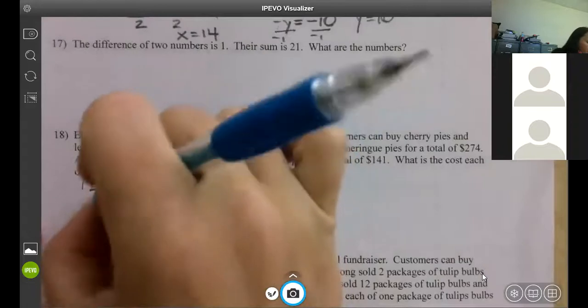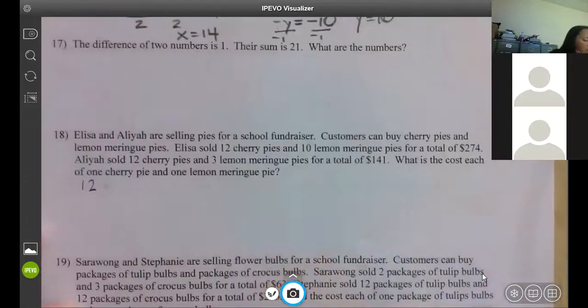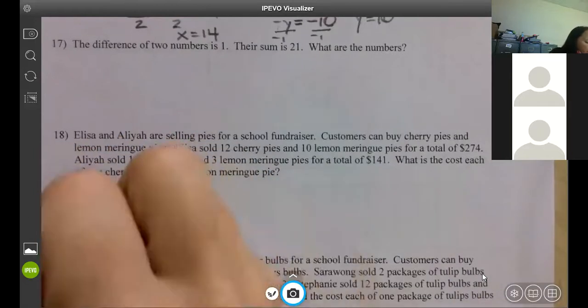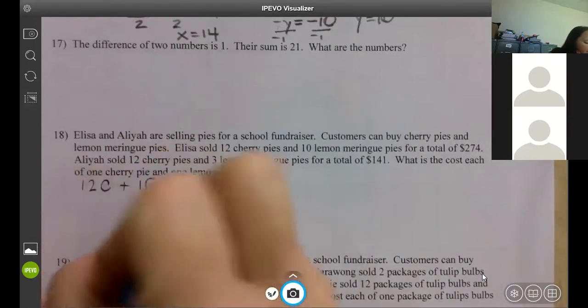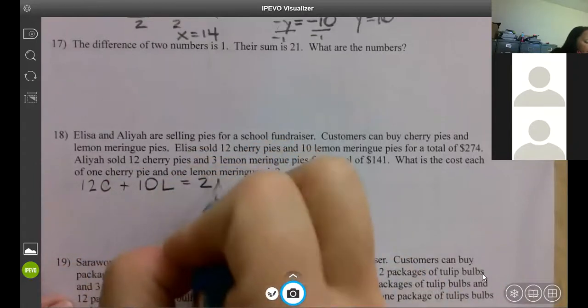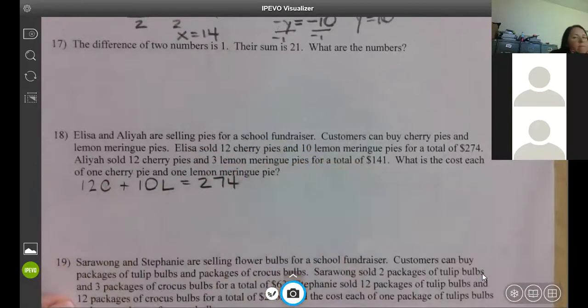Okay, nope. I'm not going to use X. What am I going to use? She sold 12 what? Plus? For a total of? Okay. Aaliyah sold 12 cherry pies and 3 lemon meringue pies for a total of $141. How do I write that?